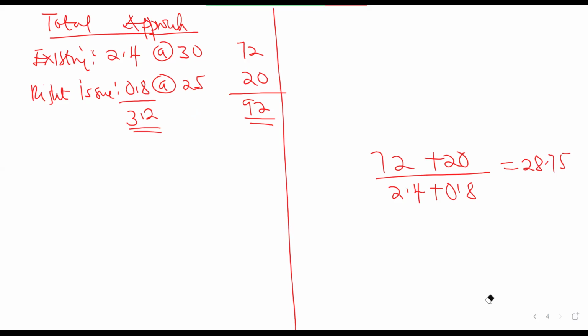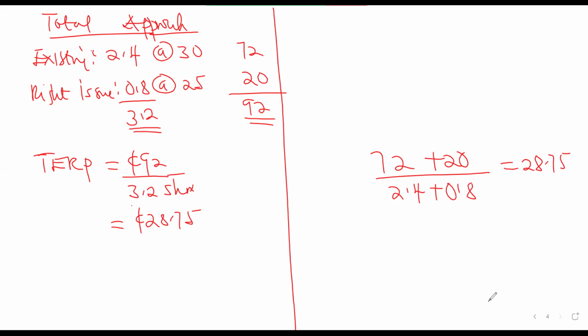That's what we call the theoretical ex-rights price. The theoretical ex-rights price is the price of the shares after the rights issue. So that will give you 92 million Ghana cedis divided by 3.2 million shares, and that will give us 28.75 per share. Okay, so that is the theoretical ex-rights price on the total approach.